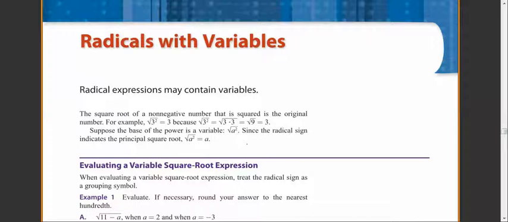Today we covered this in class, right? The basic fact here is that the square root of a non-negative number that is squared is the original number, right? I hope it makes sense. We talked about it in class. Let's solve a few problems related to this topic.